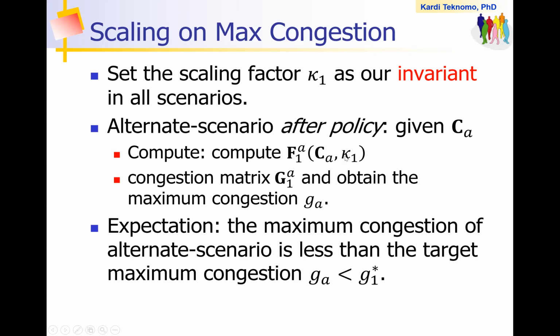And you have K1 as your invariant, then you can compute the flow. Because you have the flow and you have the capacity, you can calculate the congestion, right? Because you know the congestion, you can get the maximum congestion. Now, what is the expectation? Of course, the expectation is that the maximum congestion of the alternative scenario must be less than the target maximum congestion. So your alternative must be less than the given. For example, if your given is 0.9, then this one must be 0.7 or 0.8.